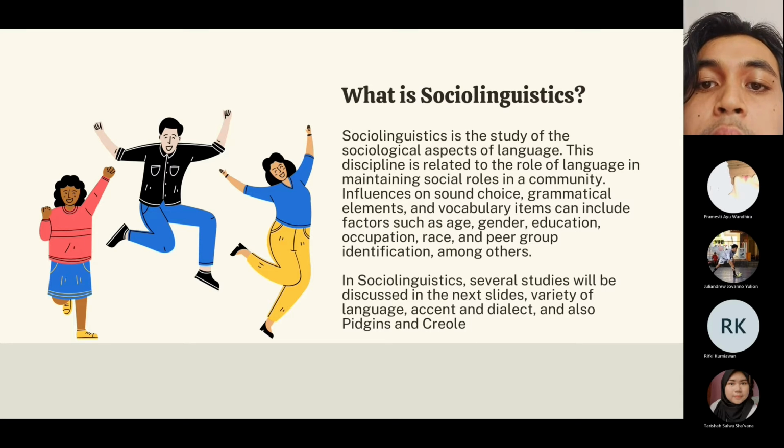Influences on sound choice, grammatical elements, and vocabulary items can include factors such as age, gender, education, occupation, race, and peer group identification, among others. In sociolinguistics, several studies will be discussed in the next slide: variety of language, accent, and dialect, and also Pidgin and Creole.